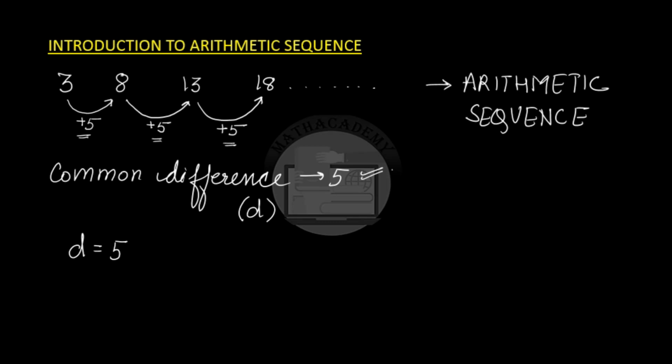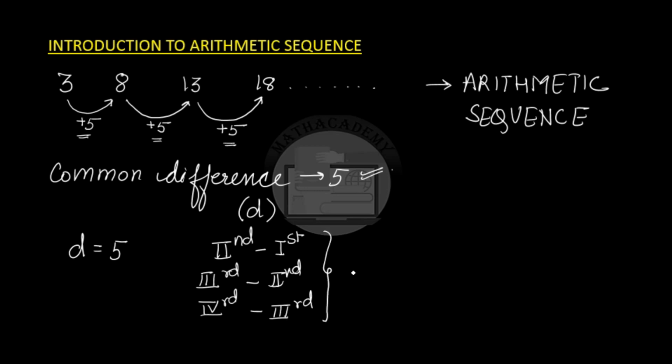And how do we obtain the common difference? We obtain the common difference by subtracting the first term from the second term, or the second term from the third term, or the third term from the fourth term, and so on. The difference between any two consecutive terms always gives you the common difference D.